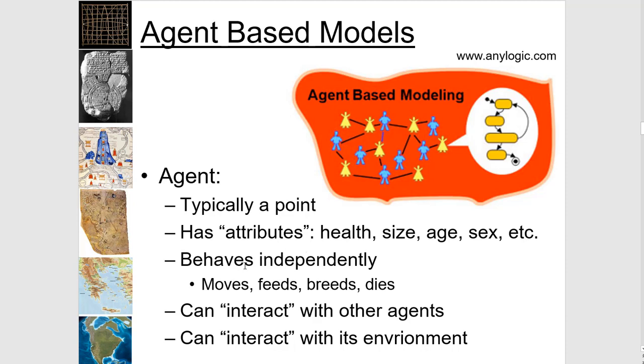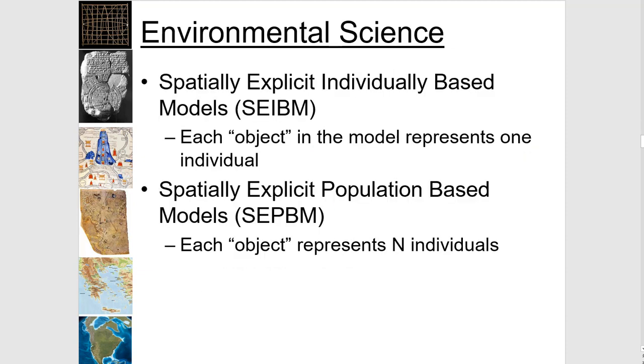And then agents tend to behave independently. In other words, they move, they feed, they breathe, they die. Over the course of running the model, they go through these cycles. And then they can interact with other agents typically. That could be eating them, that could be breeding with them. They can also interact with the environment, so they can eat grass from the environment, or maybe they're going to prefer to move towards water instead of towards a drier area because they're thirsty. And then as their attributes change, they may no longer be thirsty and they move back to somewhere where they could forage.